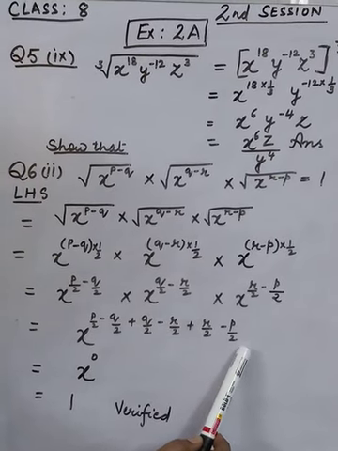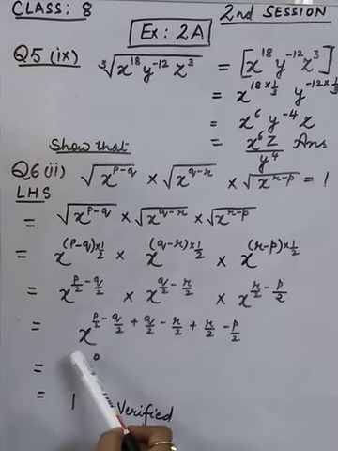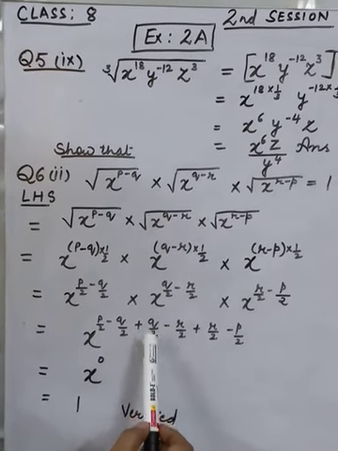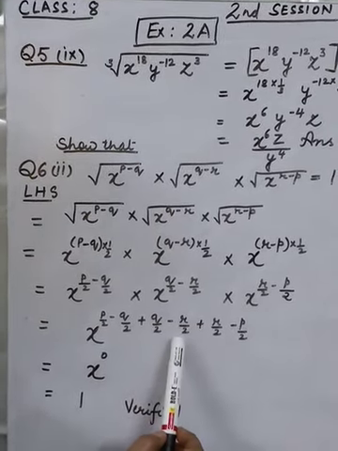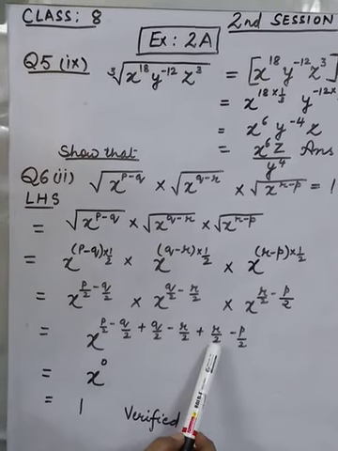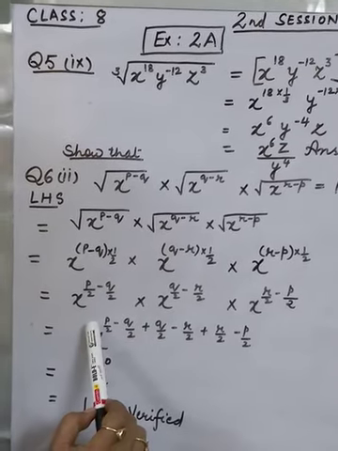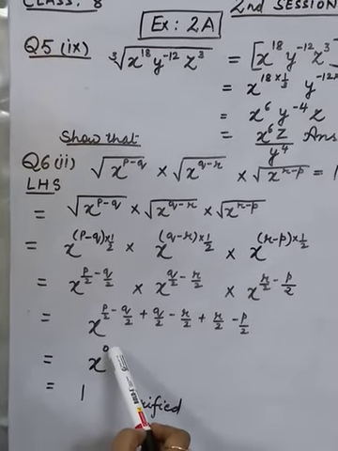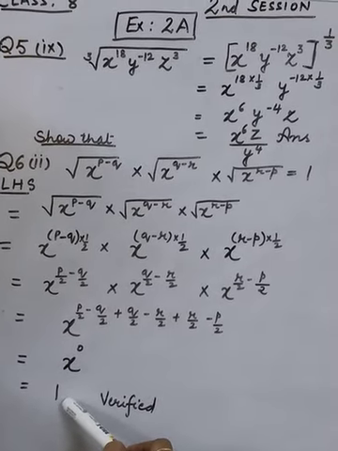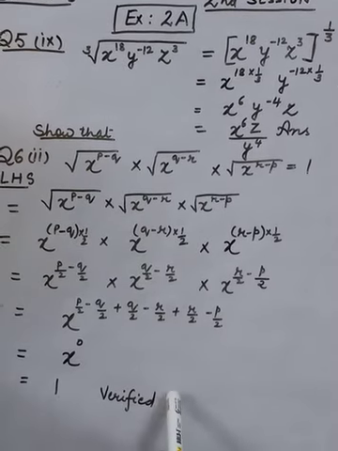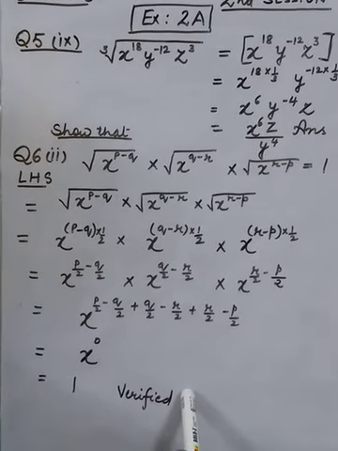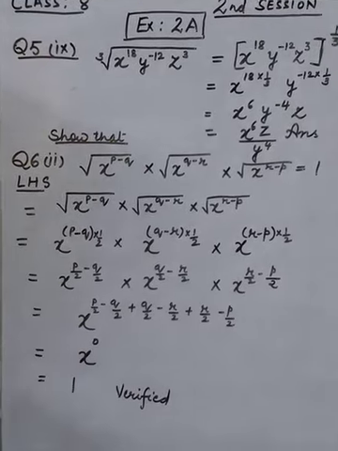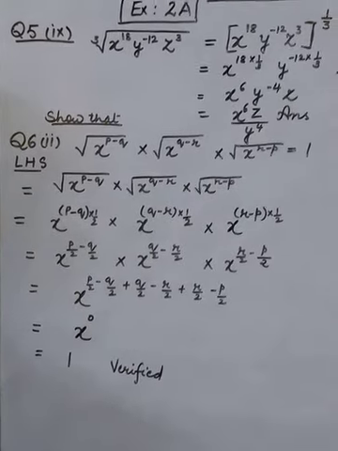We add all the powers. You see all the powers get cancelled. Minus q by 2 and plus q by 2 get cancelled. Minus r by 2 and plus r by 2 get cancelled, and minus p by 2 gets cancelled with p by 2. So what we are left with is x to the power 0. Any number with power 0 is equal to 1. Hence we verified that it is equal to 1. This was only asked in the question. Question number 7, then we do it.